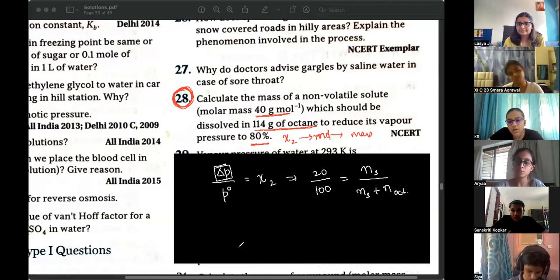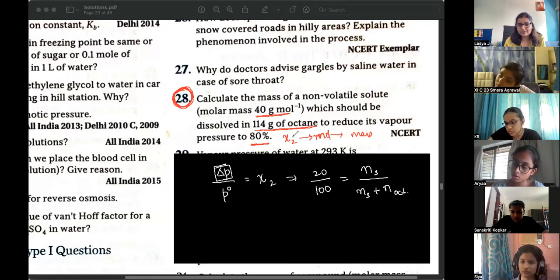How 100? It's 114, right? 114 grams is the given mass of octane. Oh, sorry, not vapor pressure. Yeah. Okay. So, number of moles of solute, pata nahi, that's what we need to figure out.